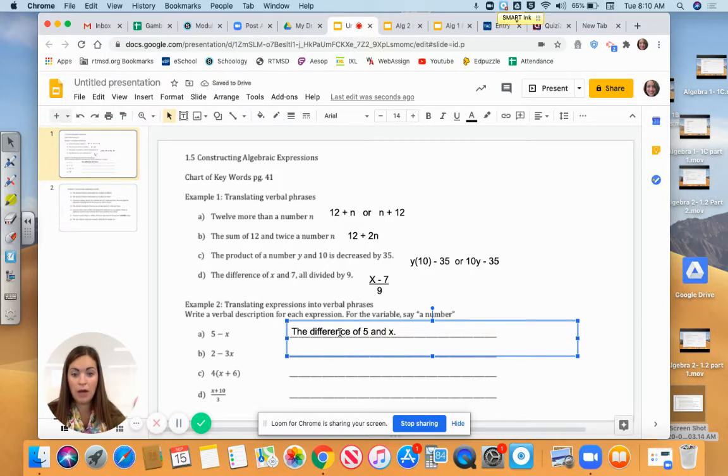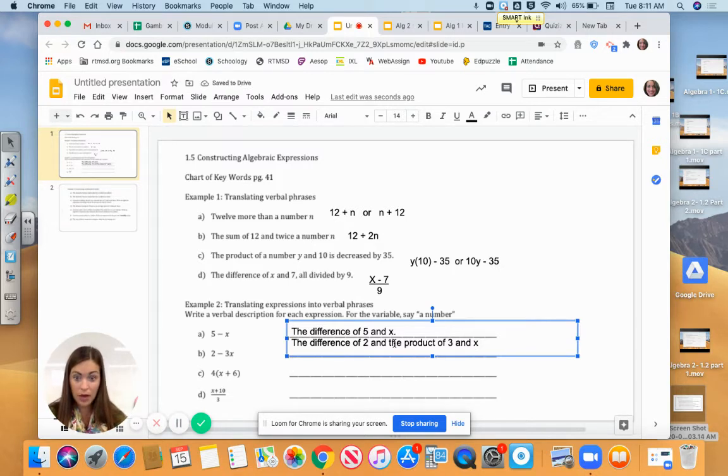All right, the next one, we can use the difference again. So the difference of 2, and it's not just a plain number for the next one. So it's not just x. So it's the difference of 2 and the product of 3 and x. Okay, so these start to get a little bit confusing because there's a lot going on here.